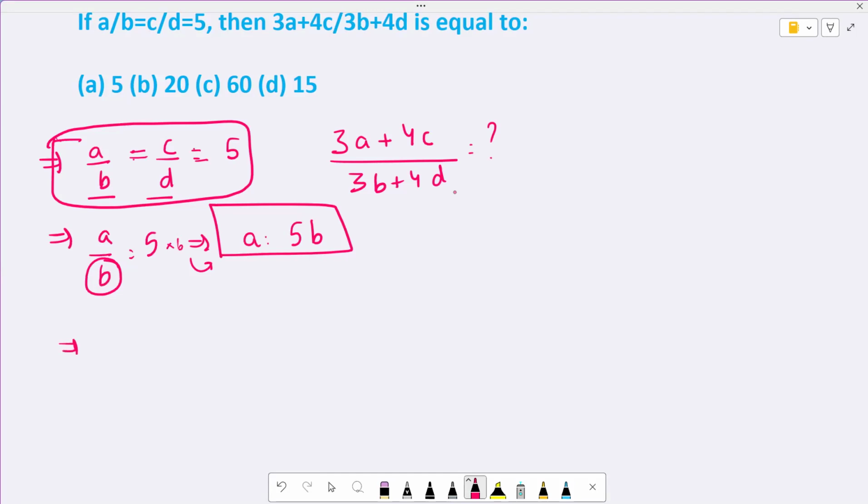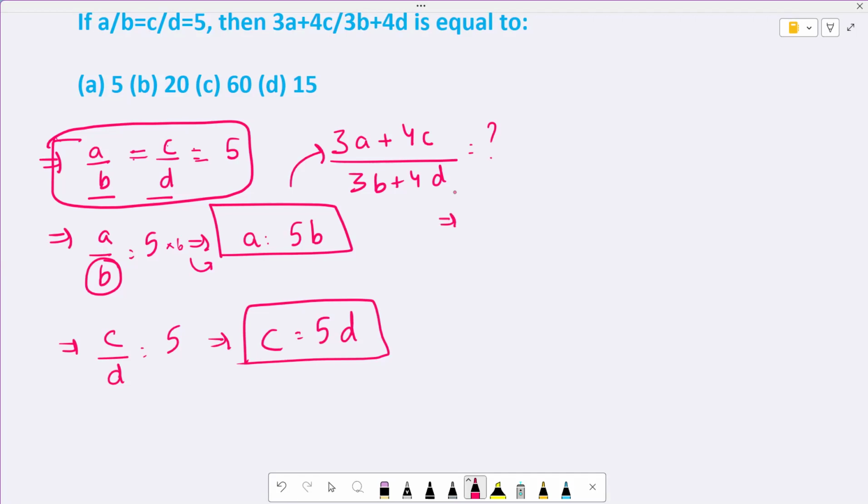Then another part is C/D is equal to 5. So we can write C/D is equal to 5. This will imply that C is equal to 5D. Now, what will we do with this given information? We will try to put this information in this particular part.